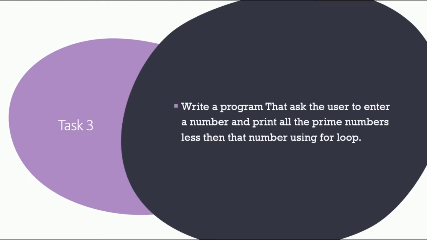Task number 3 is to write a program that asks the user to enter a number and print all the prime numbers less than that number. For example, if the user enters the number n, that is 10, we have to print all the prime numbers less than 10, that are 2, 3, 5 and 7. We will perform this task using for loop.